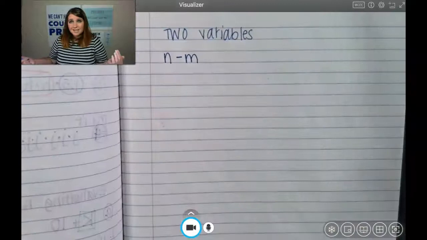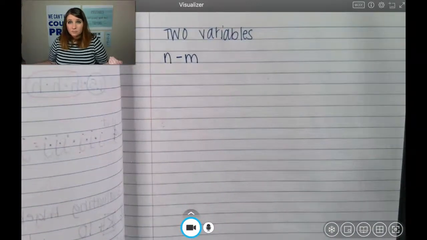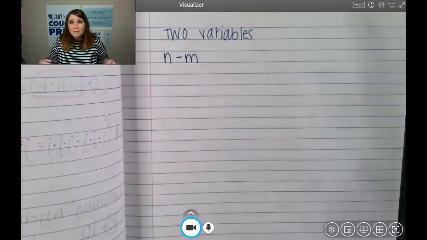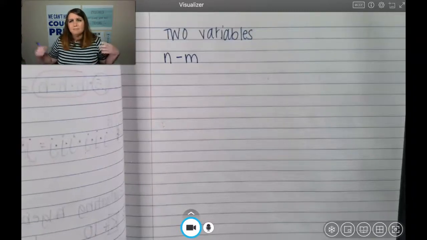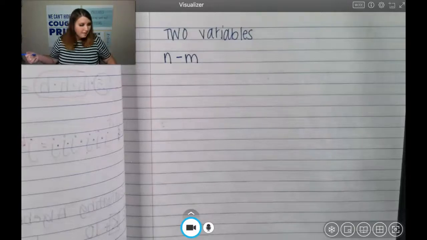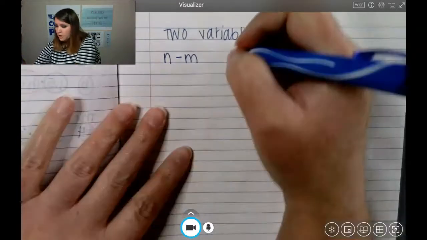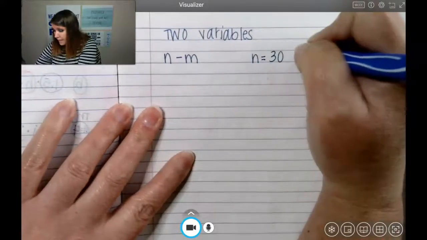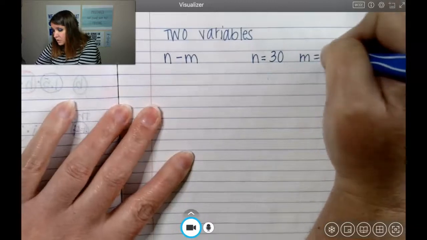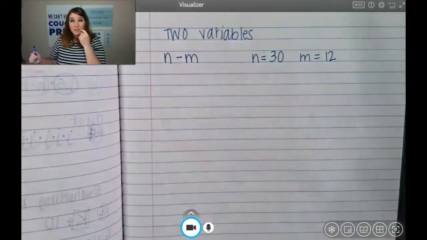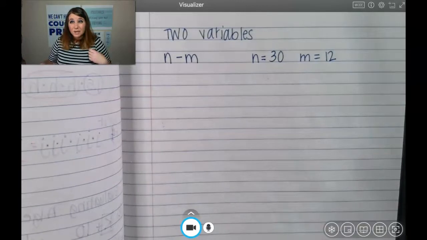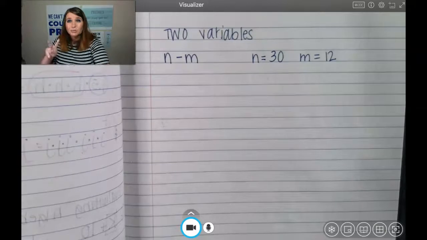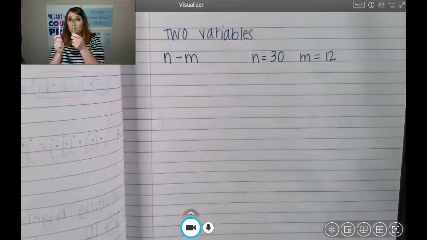Okay, this isn't even math. Okay, it really totally is math. But some of you were sitting there looking at this like, what in the world? That's not math. That's language arts. What are you doing? No, it's totally math. Okay, when n equals 30 and m equals 12. Well, you know what you're going to do? You're going to go back to the last page and you're going to do the exact same thing, except now you have 2 letters, which means 2 colors.